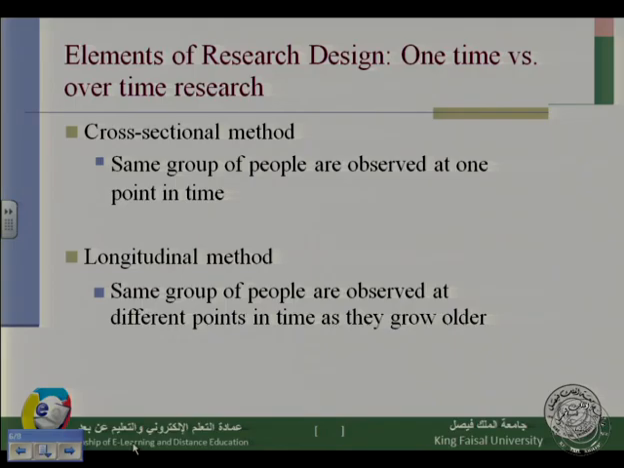In the cross-sectional method, groups of people are observed at one point in time. So you have one group here and another group, and then you want to see the difference between the two groups. In the longitudinal method, the same group of people are observed at different points in time as they grow older.